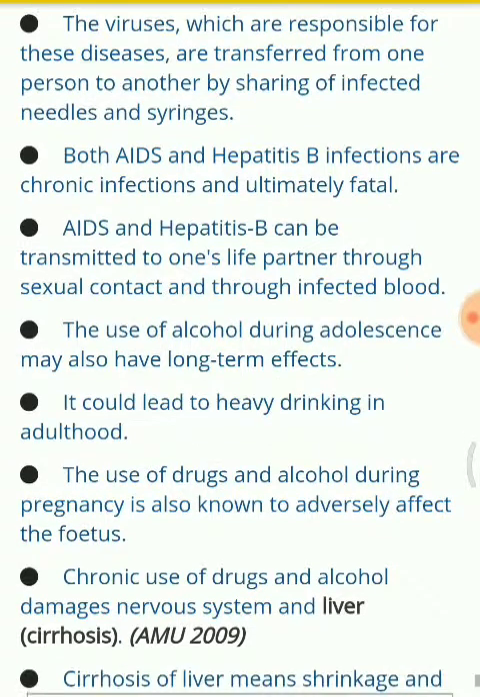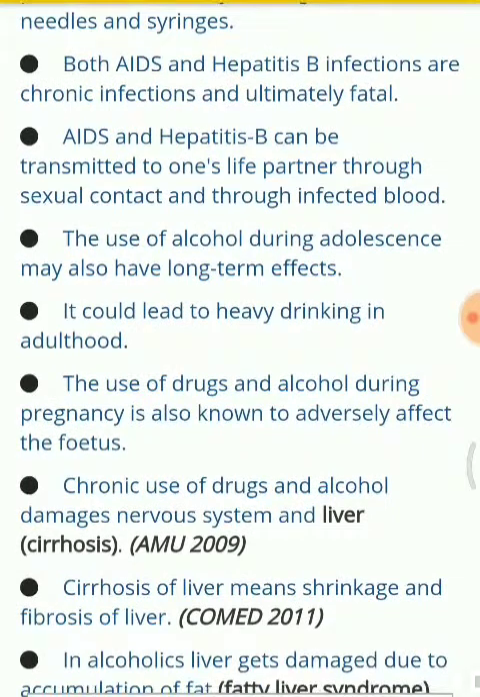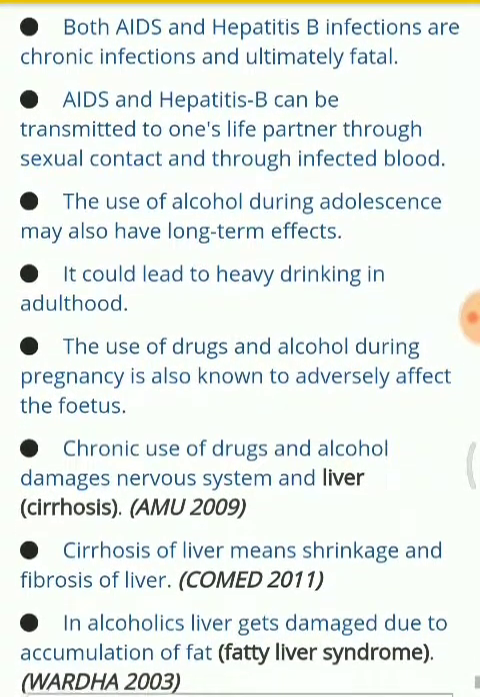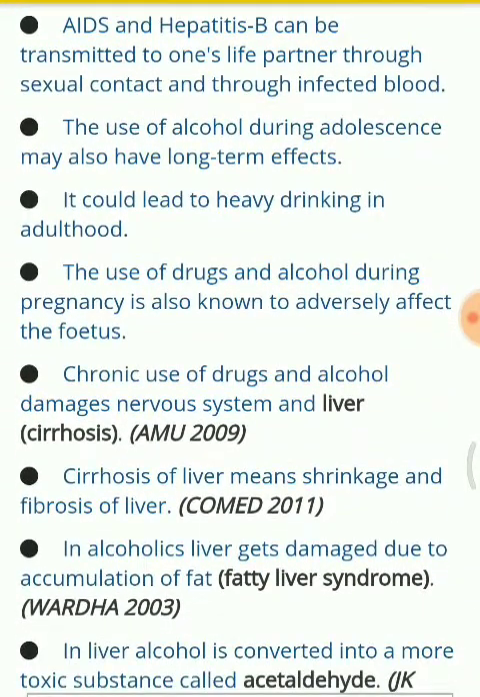The use of alcohol during adolescence may also have long-term effects. It could lead to heavy drinking in adulthood. The use of drugs and alcohol during pregnancy is also known to adversely affect the fetus. Chronic use of drugs and alcohol damages nervous system and liver.